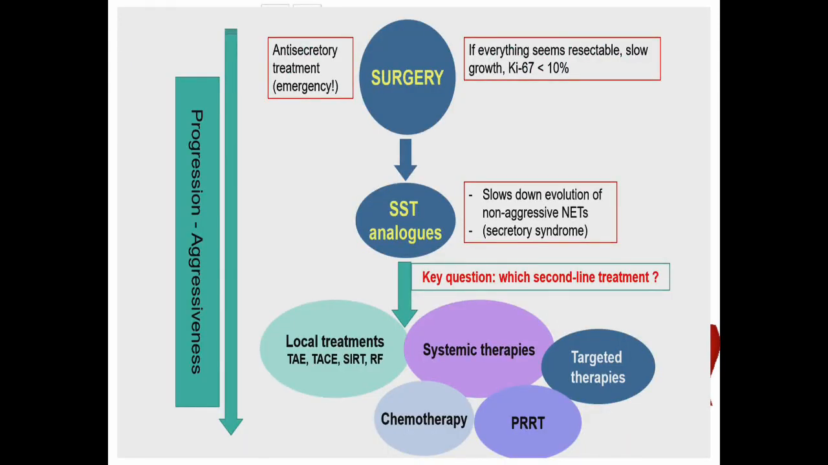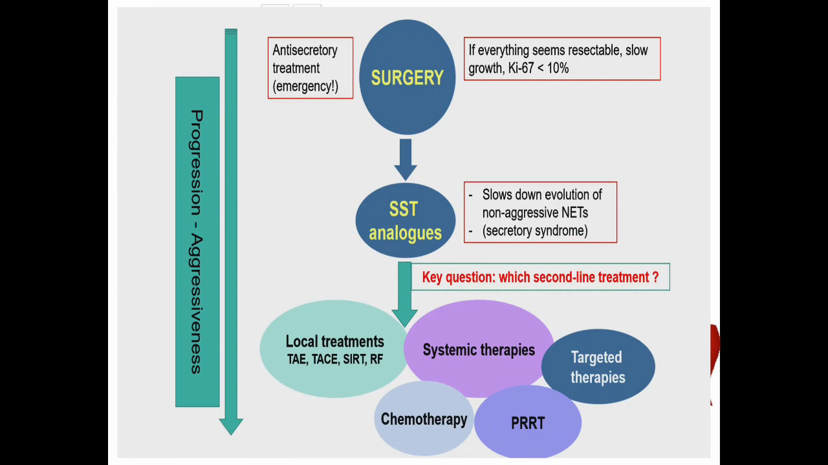And if you look at this kind of axis, which goes from up, less aggressive, to down, more aggressive treatment, and tumors, of course, once anti-secretory treatment is installed, if necessary, surgery should be considered first because it's the only option to cure the patient even at the metastatic stage. But if everything seems resectable, slow growing, with a low Ki-67 below 10%, we consider surgery for those patients, but these are not the majority.